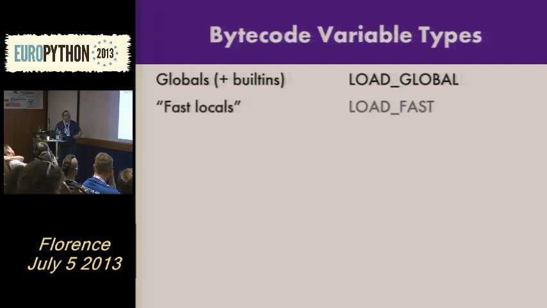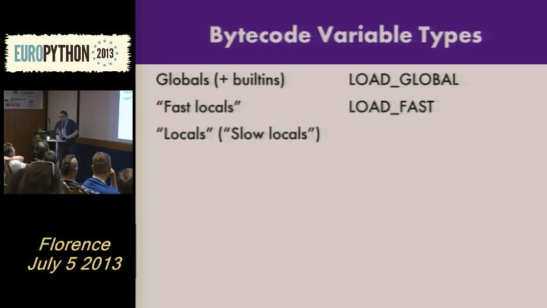Fast locals, as I mentioned, that's load fast and store fast, and the oparg is just an index into that load fast array. Locals, aka slow locals, this was the original mechanism for local variables in Python in the very early days. It wasn't long, it was a couple of months before Guido added the fast locals. But slow locals are just a dict that's attached to the function when it runs.